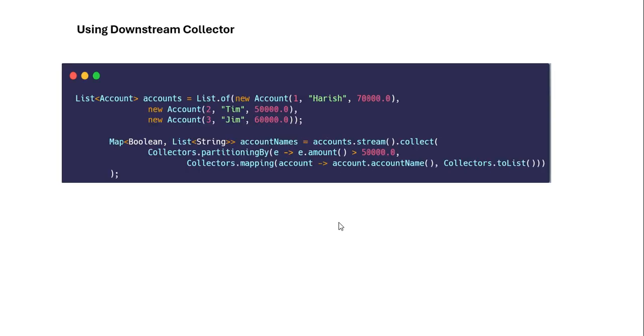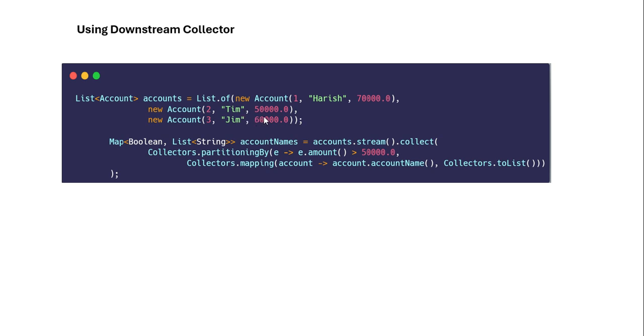Similarly, let's take an example of an object like an account, instead of just numbers or strings. Here also we can partition by. We just specify on what basis we want to partition it. Let's say anybody having an amount greater than 50,000, we want to partition.